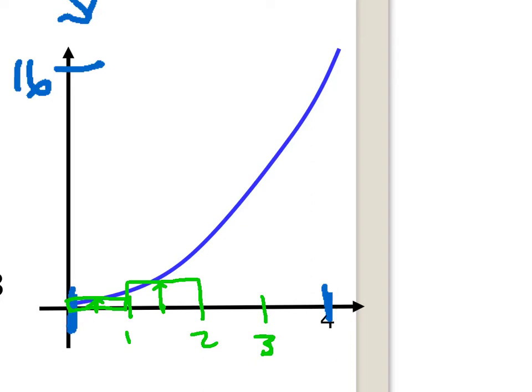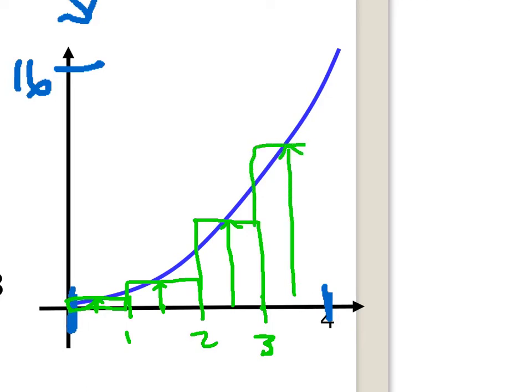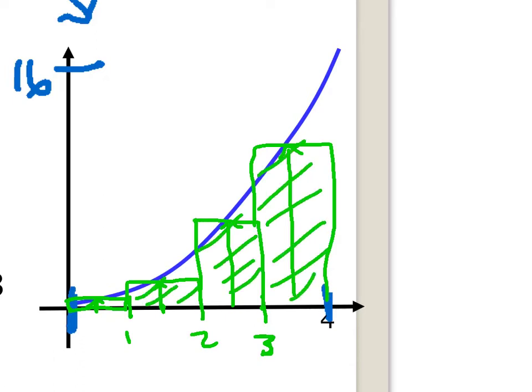And halfway between 2 and 3 would be 2.5, so where that hit the curve, that would be the height of his third rectangle. And between 3 and 4 would be 3.5, so again, where that hit the curve, that would be the height. And so he wanted to find the area of these 4 rectangles and add them up.